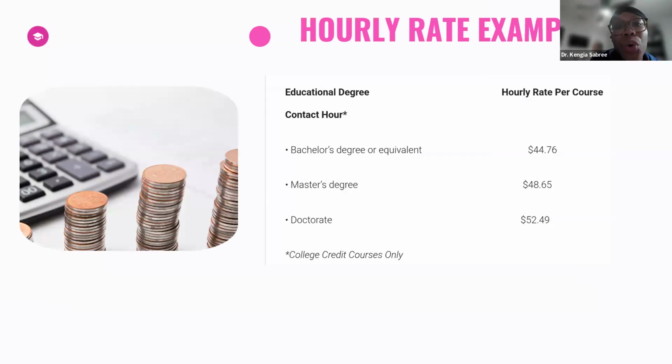All right, so here are hourly examples. This particular school, as Dr. Coatman mentioned, is paid based on degree level. As you can see, this is a per hour rate. If you have a bachelor's degree, you're going to be paid $44.76 an hour, master's degree 48, and then that doctoral degree $52.49 per hour.